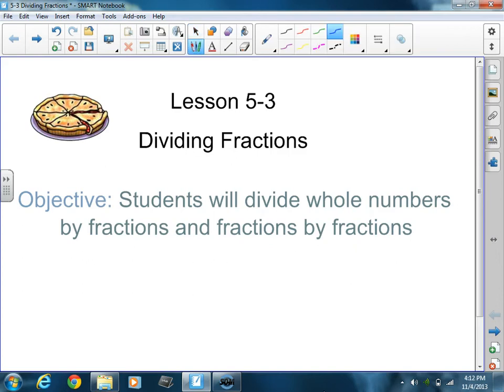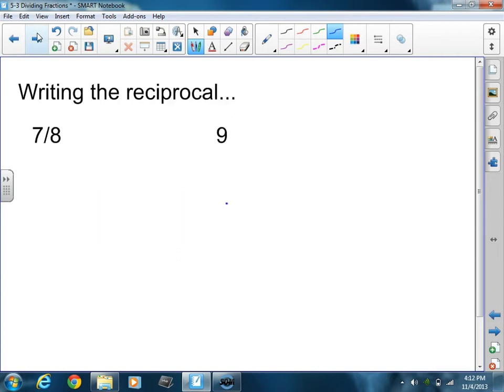This afternoon we will be learning about dividing fractions. By the end of this lesson, you should be able to divide whole numbers by fractions and fractions by fractions. Now, in order to do this, we need to learn a brand new word called reciprocal.